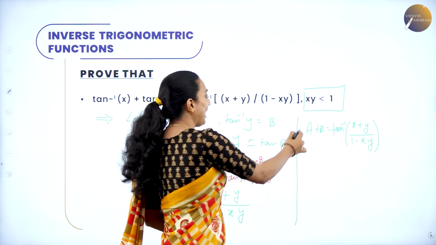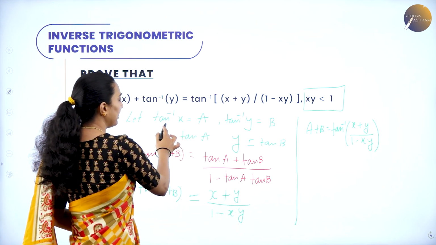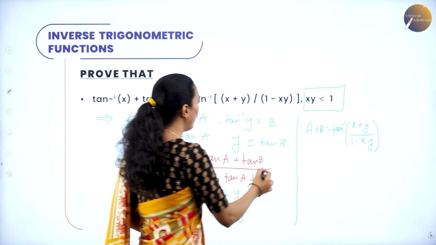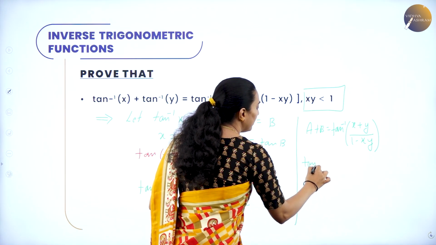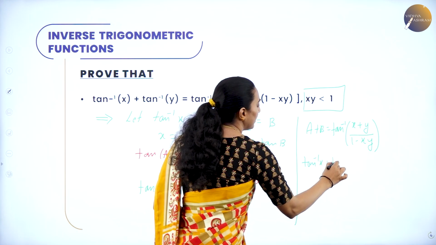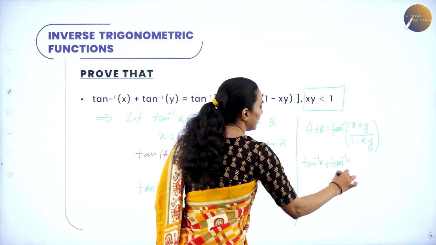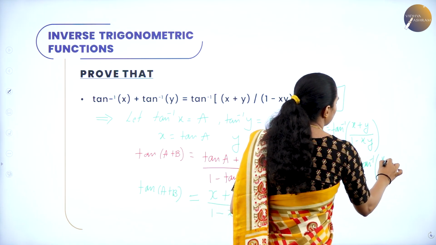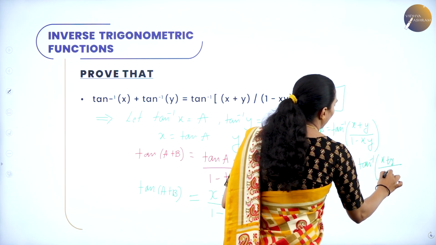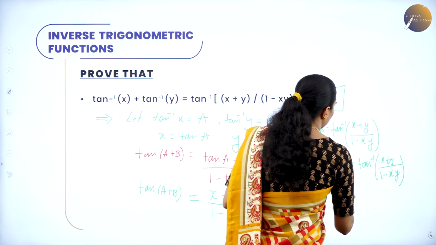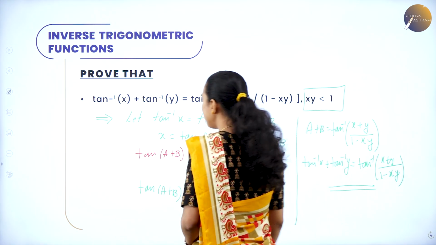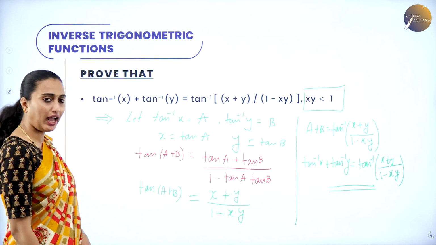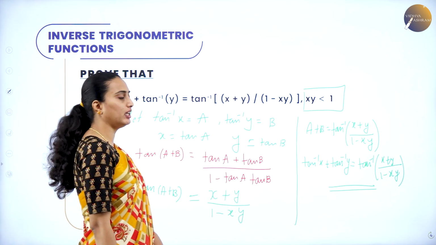So a can be written as what? A is tan inverse x, substitute. B is tan inverse y, substitute. So therefore, I can have it as tan inverse x plus tan inverse y is equal to tan inverse of x plus y divided by 1 minus x into y. So this is a proof of your question, isn't it? Understood? Any doubt do you have? Yes. Okay, we'll move on to the next question.